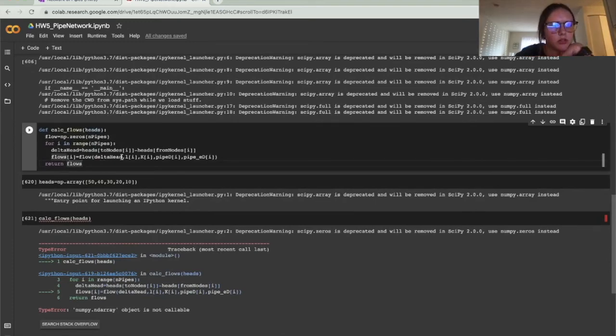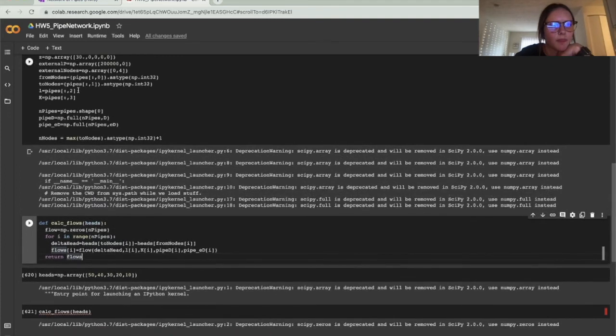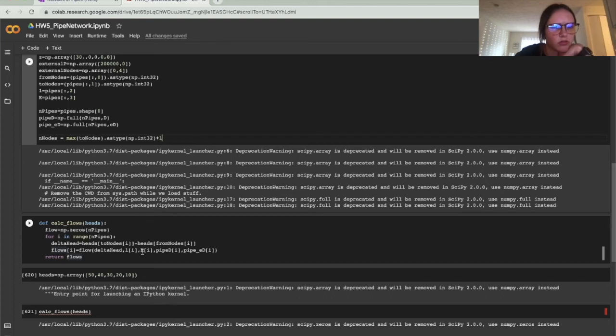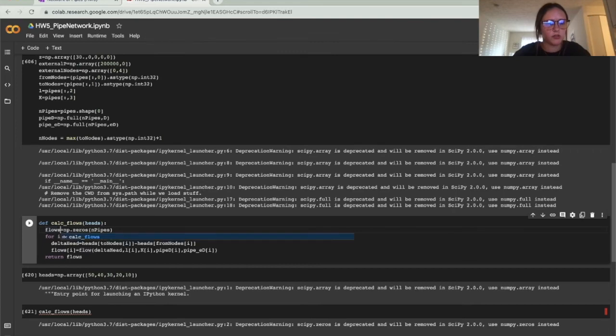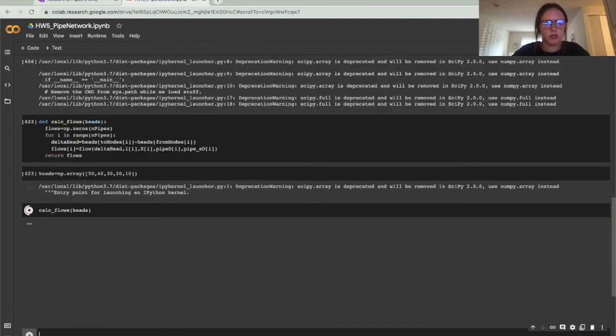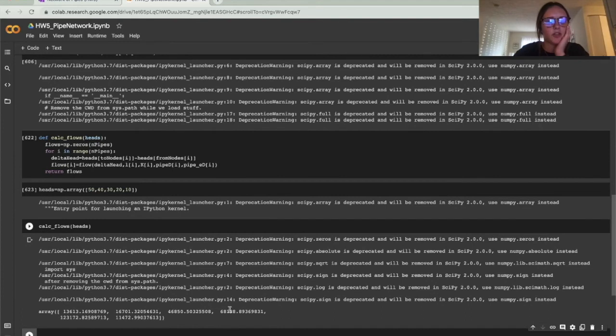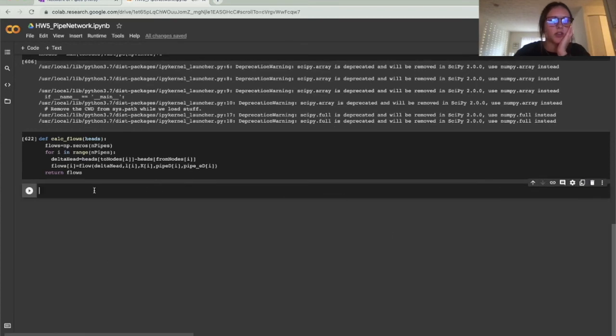Flows. I have that as L, this as well. Pipe D, pipe underscore ED. Let's see. Oh, you know what? I think I need to do that. There we go. So now we get this array, and that should be good. Okay, so that works. We can delete this and delete this.